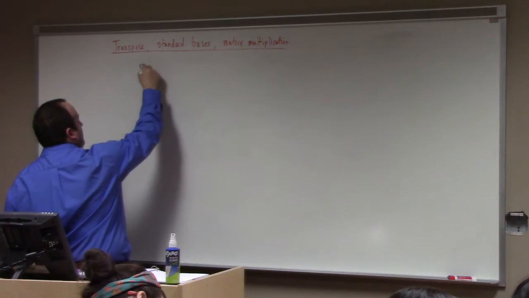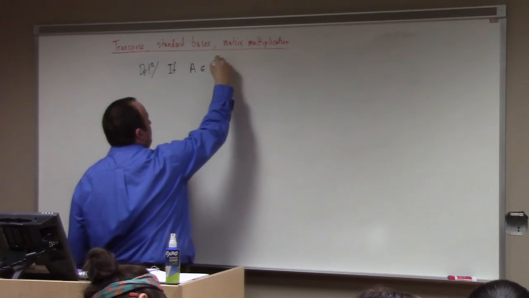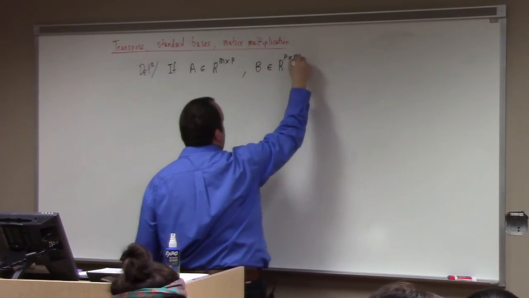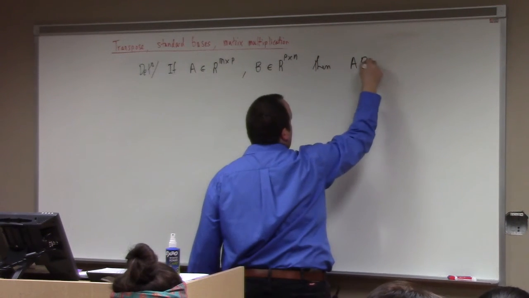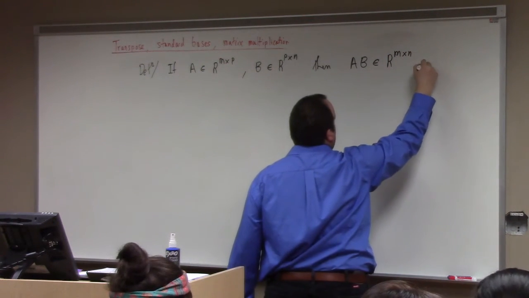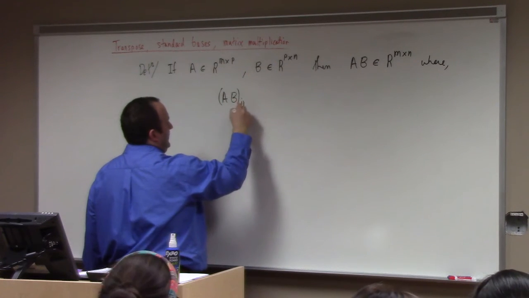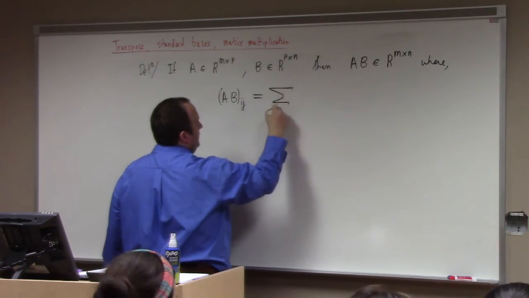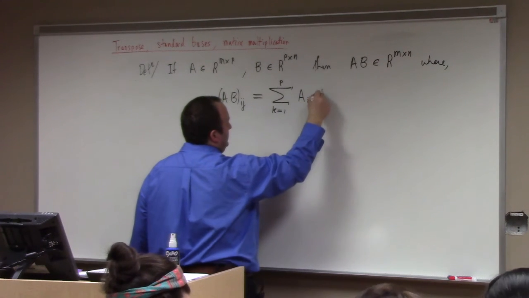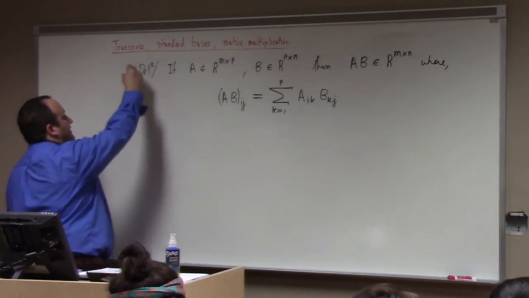So I'll give you a definition. If A is in R^(m by p) and B is in R^(p by n), then AB is an element of R^(m by n), where (AB)_ij is equal to the sum k equals 1 to p of a_ik b_kj. So this is the definition of matrix multiplication.